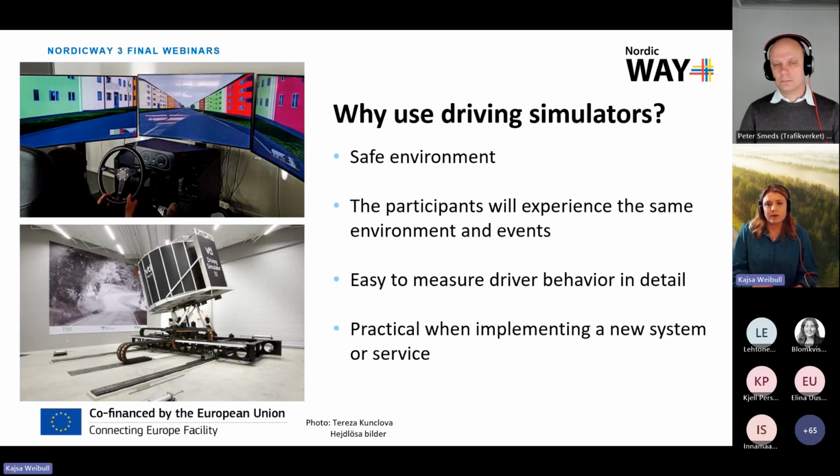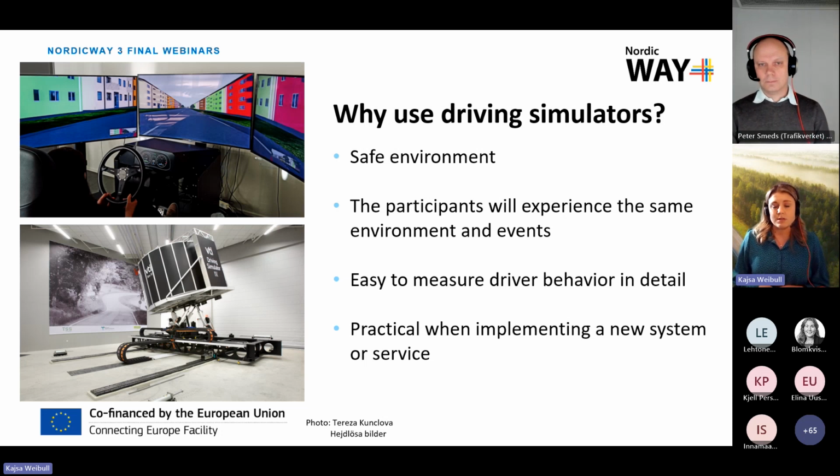So to evaluate the possible effect on driver behavior with EVA warnings, we have been using simulators a lot in the NordicWay 3 project. Both more simplified versions, as the one you can see here on top, but also more advanced ones, as the one at the bottom. And there are various reasons why we are using simulations.